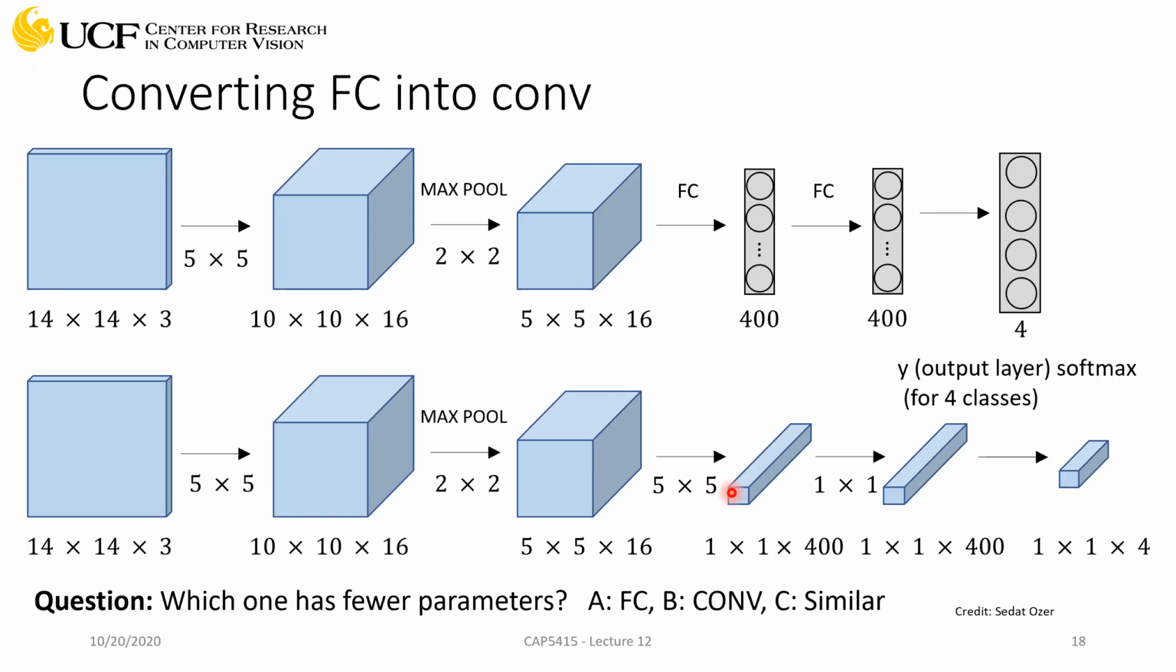Okay, but then that will increase the parameters, right? So that will be like 5x5x400. No, it's not 5x5x400. It's 5x5x16. That's the shape of one kernel, and then times 400, because you have 400 such neurons, and that's why it's exactly the same as this layer.